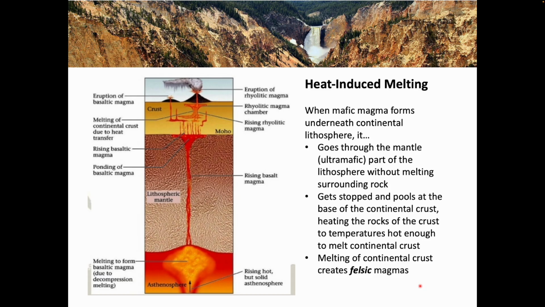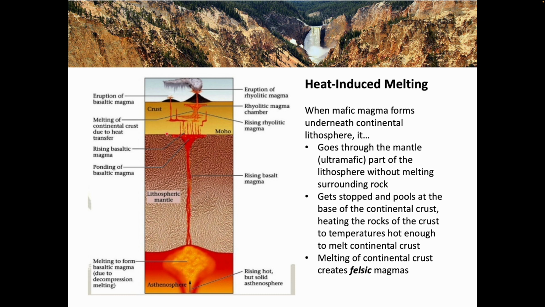As we've already discussed, the continental lithosphere is much thicker and made of different stuff than oceanic crust is made of. So when you get mafic magma forming inside of and beneath the continental lithosphere, it goes through a couple of different phases. It has to rise through the ultramafic lithospheric mantle portion without melting the surrounding rock, without getting contaminated by the surrounding rock. Oftentimes it then stops and pools at the base of the continental crust.